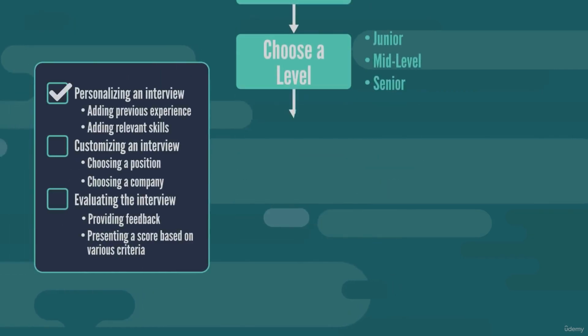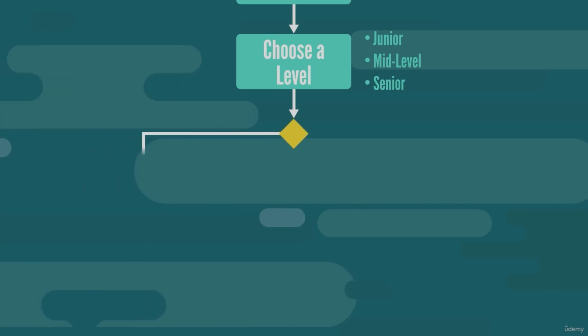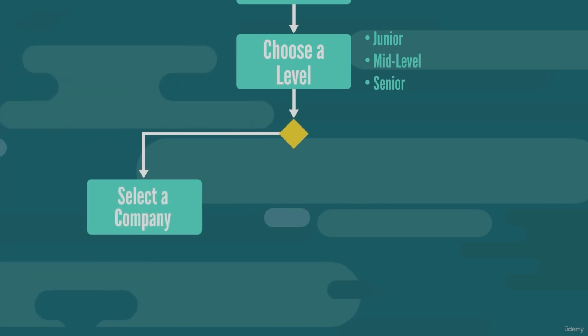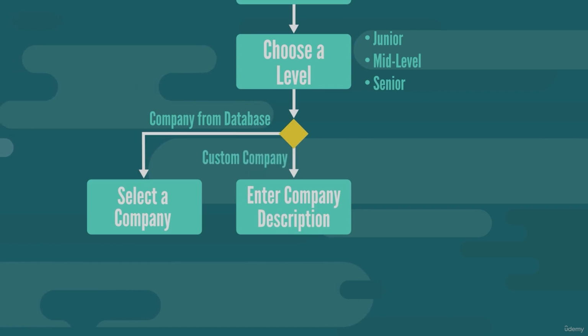Moving on to the next step in our diagram, we need to address the company selection process. Leveraging the database we discussed in previous lessons, users can select a company for which they wish to simulate an interview, with specific questions tailored to that organization's industry and role. To offer greater flexibility, we're also introducing the option for users to create a custom company.